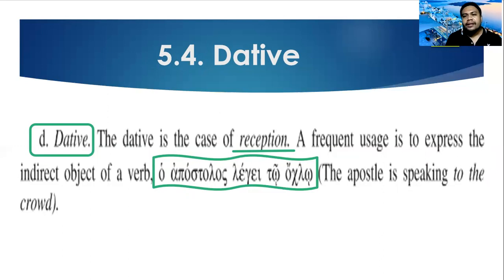So the dative is identified as the receiver. The crowd receives the spoken word given by the apostle. That's why tō ochlō is the indirect object of the verb. The direct object is not found here, but the indirect object is the crowd. So tō ochlō is in dative form. As you can see, the peculiar characteristic of the dative is the omega at the end with the iota subscript. Okay, is that clear? Dative is a case of reception.